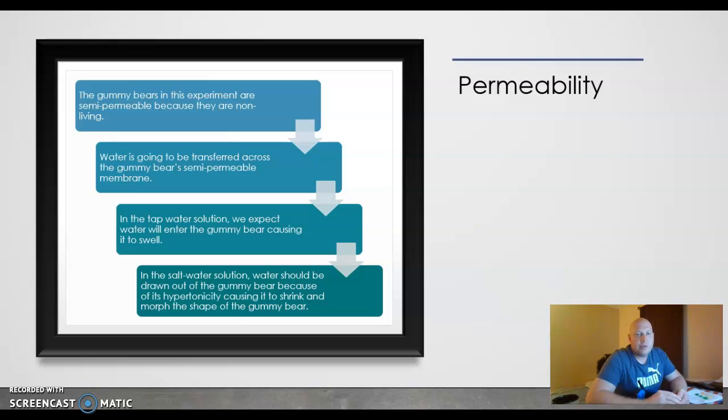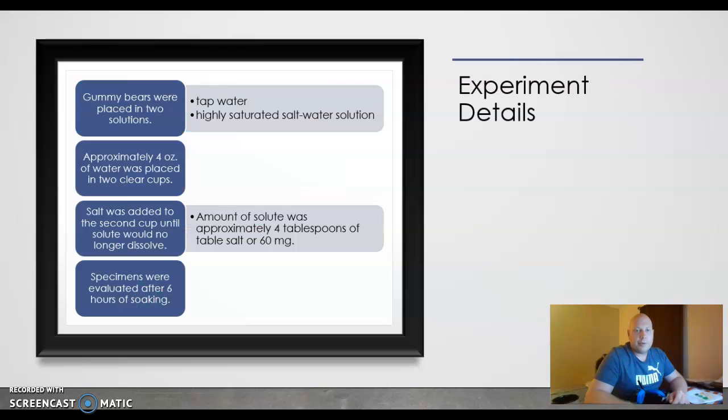In the saltwater solution, it's the other way. The water is going to be drawn out of the gummy bear towards the salt, and that's going to cause the gummy bear to shrink and morph in shape. We got a little bit of that, but I'll let you guys look here in a little bit.